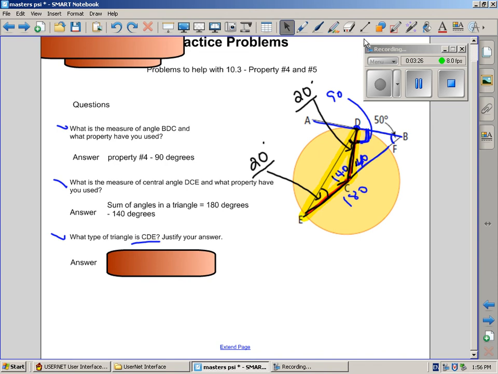I hope you found that helpful, and that should help us out with some of the problems that we do in the future involving property 4 and 5.